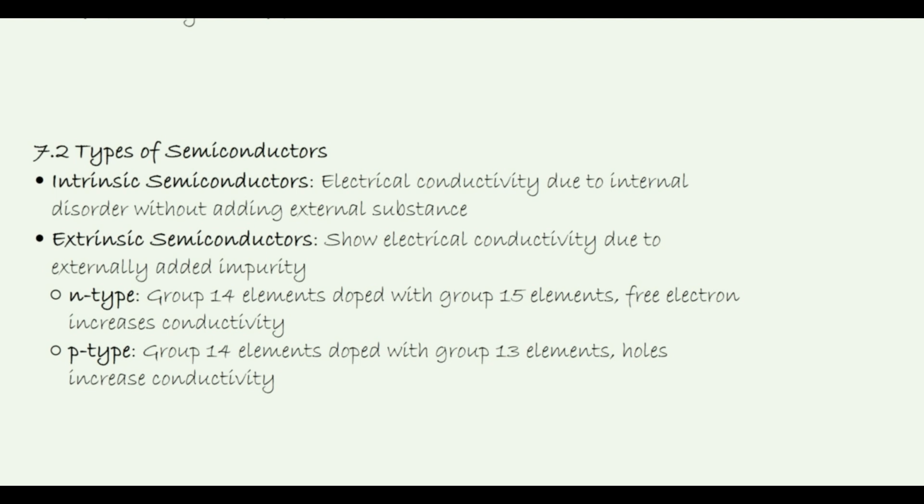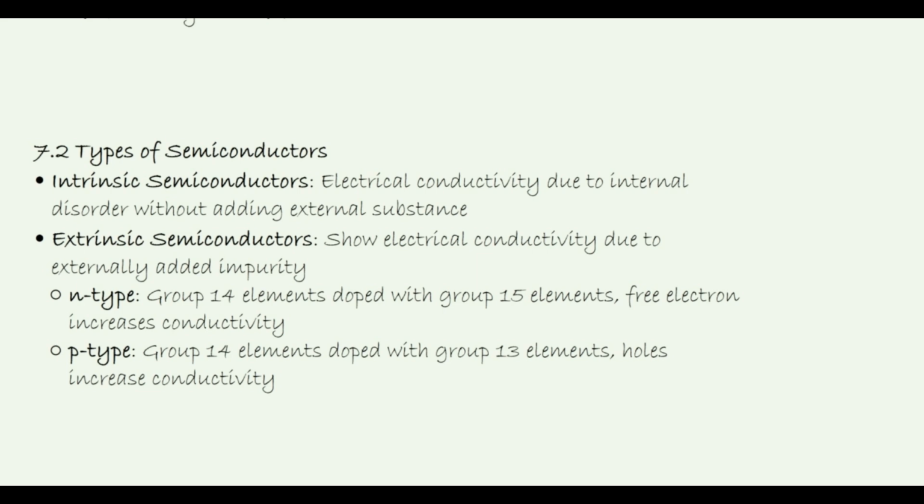The first one is intrinsic semiconductor, where the electrical conductivity is due to internal disorder without adding any substances. Just because of the internal disorder, the conductivity is produced. In the case of extrinsic semiconductors, the electrical conductivity is due to externally added impurities. So what happens?